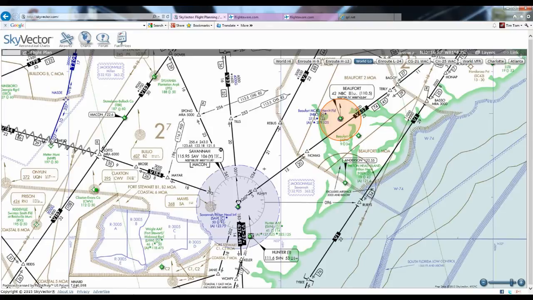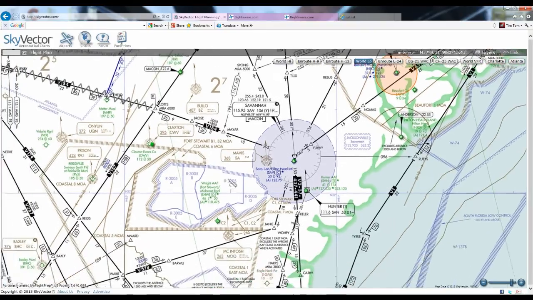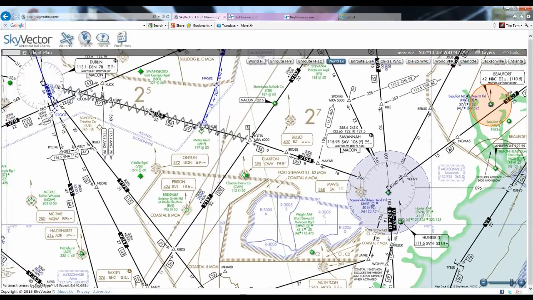Once you get close to Keller, be on the lookout for other airplanes. Not really, because you're IFR, ATC is going to be separating you. What about this squiggly line right here? Well, the squiggly line indicates that for some reason that route is not flyable.